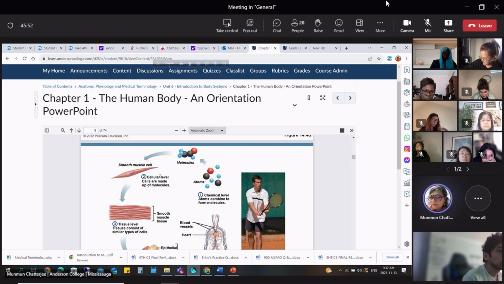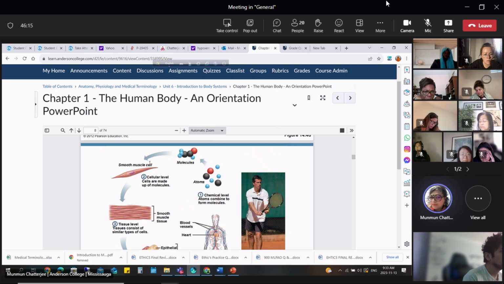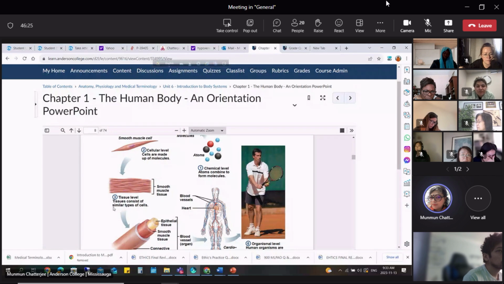And then the cells, which are made up of molecules, when a specific type of cell comes together, they form a tissue. That is called the tissue level. So say for muscle cells, all these muscle cells came together and they form the muscle tissue. This is called the tissue level, which consists of similar types of cells.